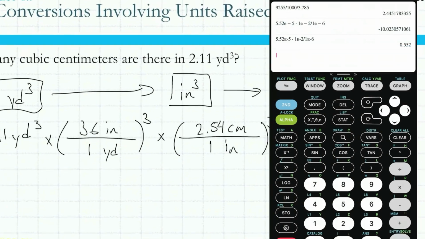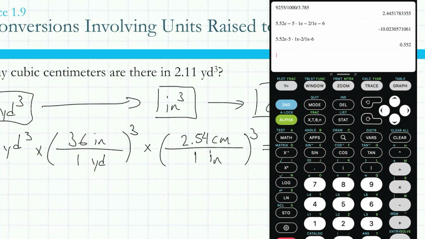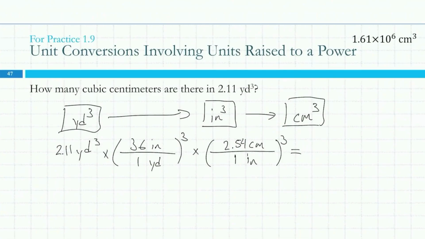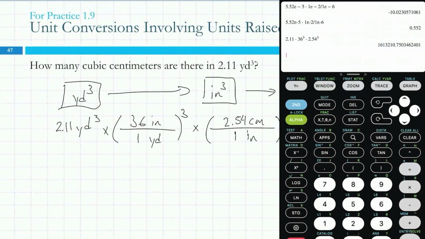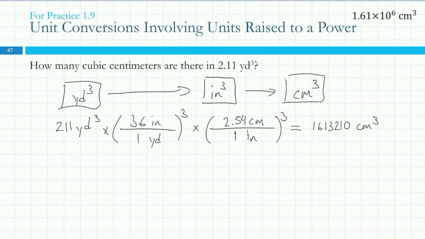I need to figure out a better way to have the calculator on screen at the same time. This is going to be 2.11 times 36 cubed times 2.54 cubed, and that's just in case you wanted to see how that was written on the calculator. Big number, but we still need 3 sig figs.